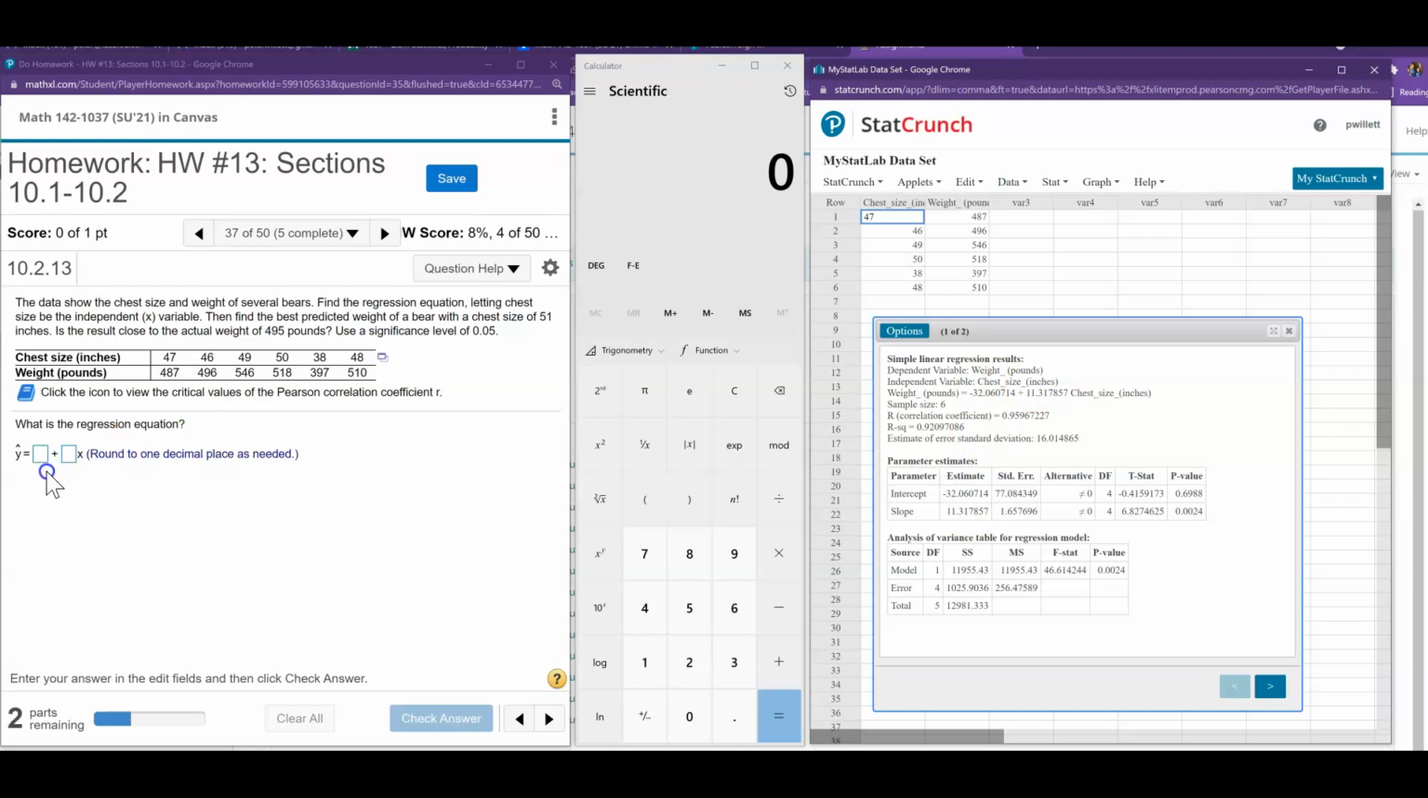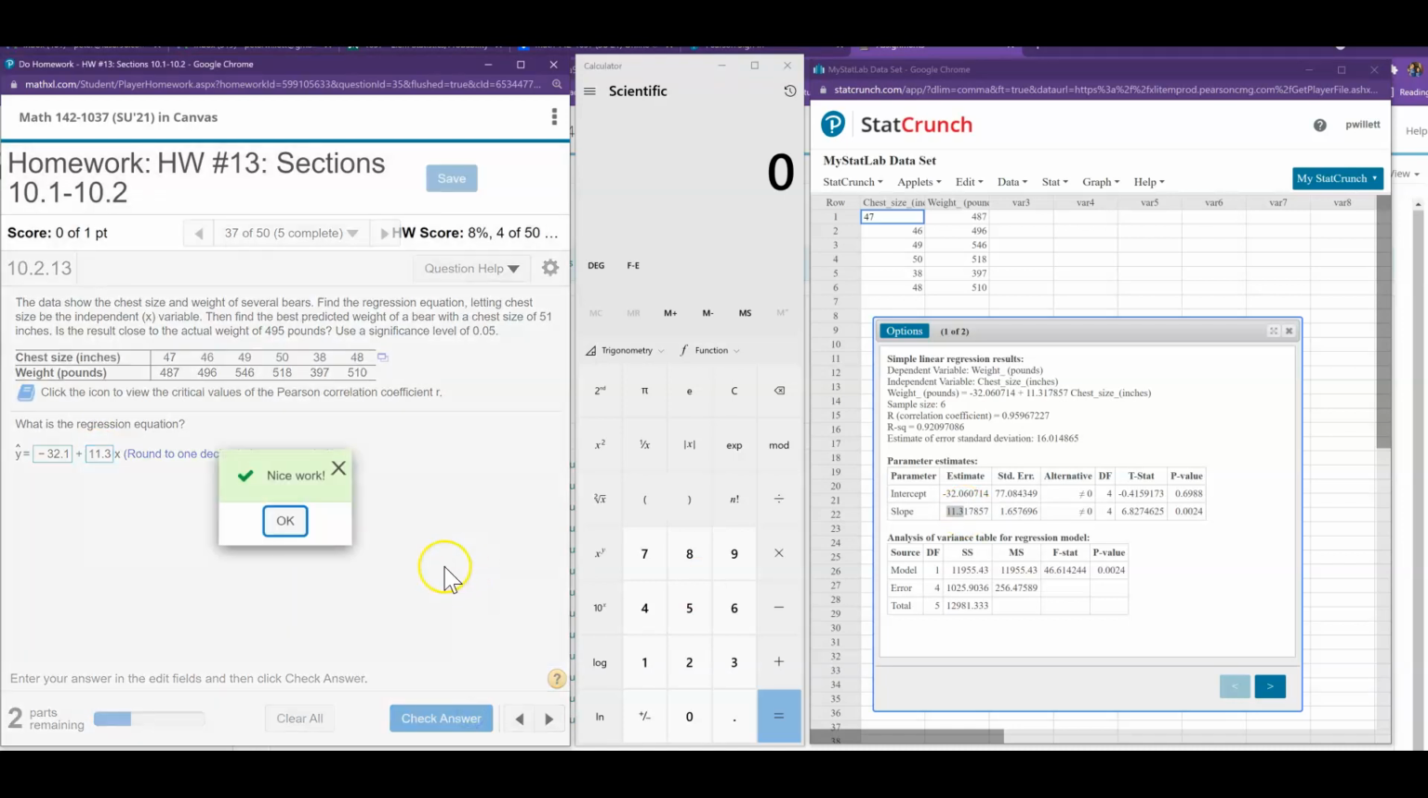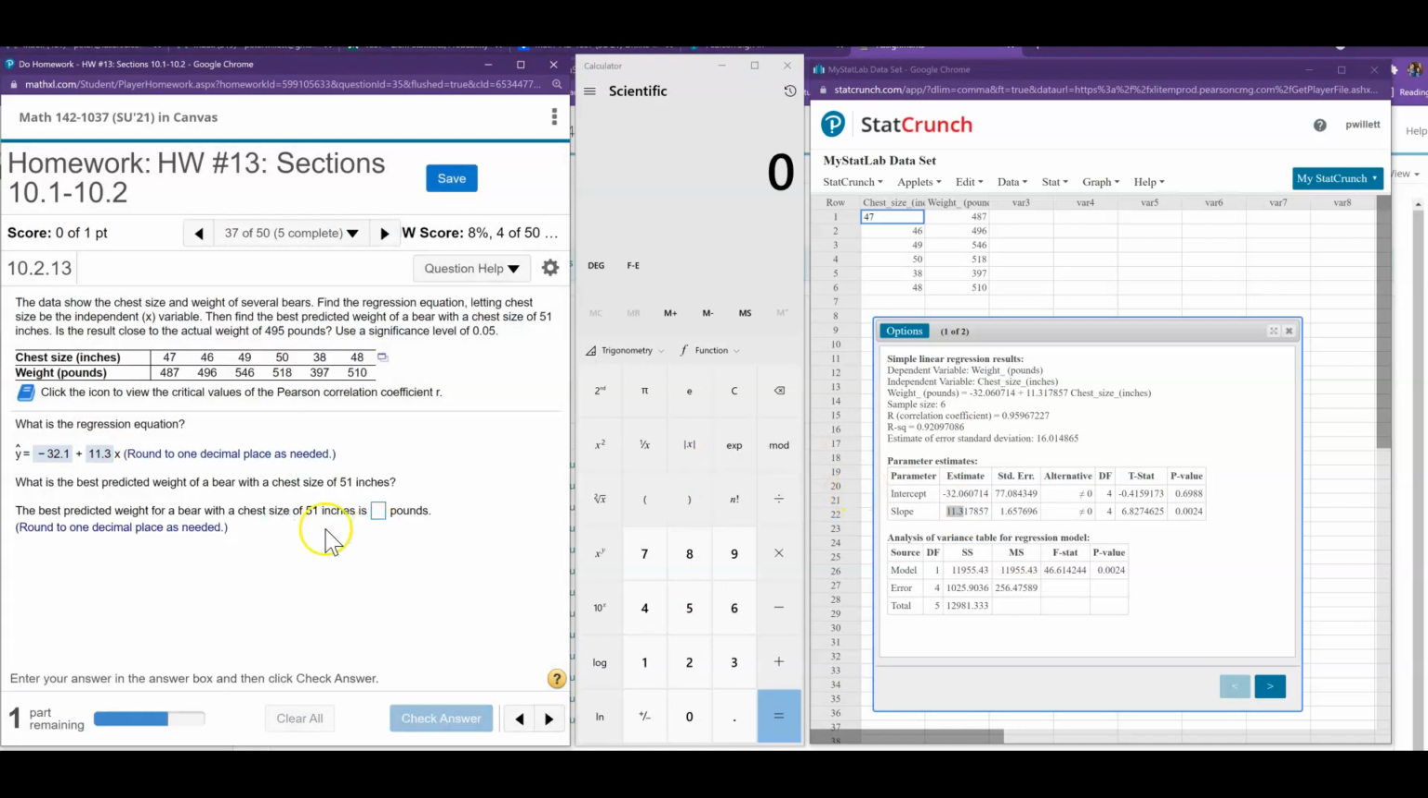In this case, they want them both rounded to 1 decimal place. I have seen some of the problems where they actually specify to round the constant to 1 place and the slope or the coefficient to another place. So watch carefully what they want you to do with the rounding here. But just to 1 place for the constant, I'm going to have negative 32.1. And then for the coefficient, I'm going to have 11.3, both rounded to 1 decimal place. So that's the regression equation.